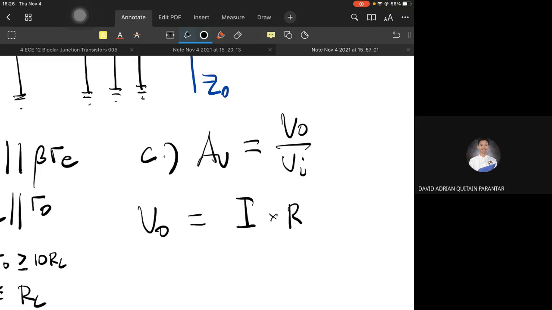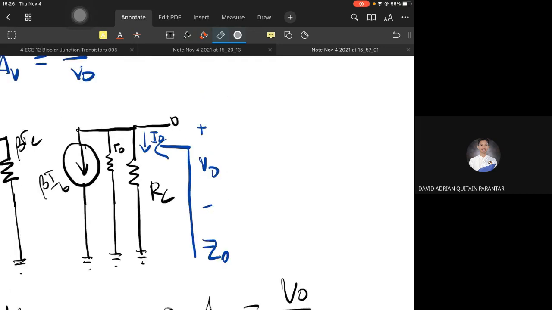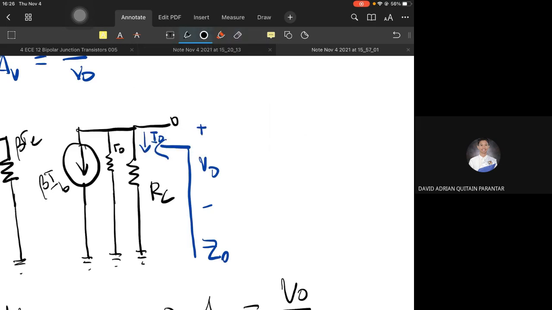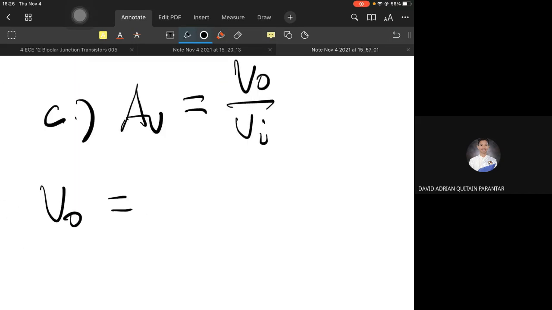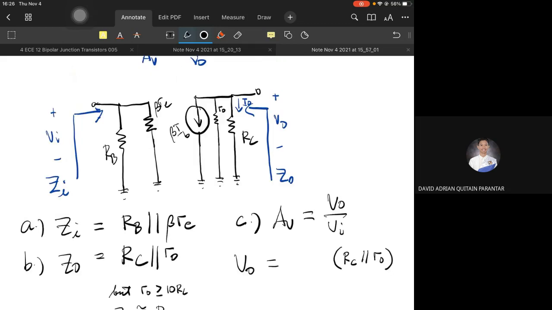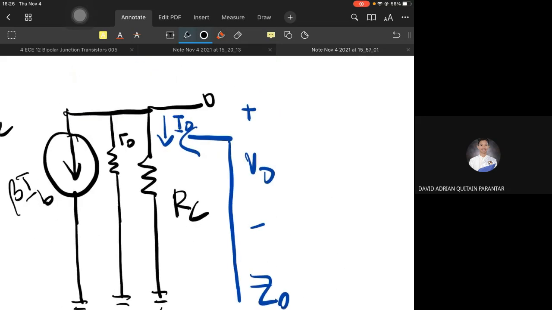We'll find an expression for I and an expression for R. The easiest is the expression for R, easily seen, the same as in ZO. R is RO parallel RC. So in Ohm's law, V equals IR, where R is RC parallel RO, which is the output impedance. Now the expression for I, this one. What is this I?